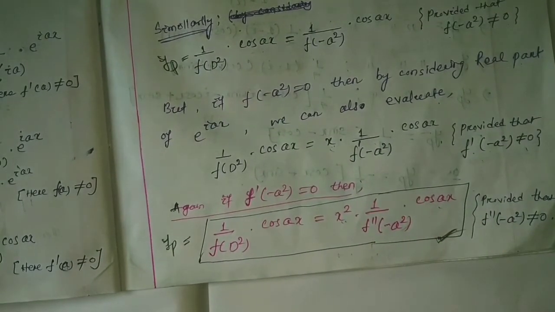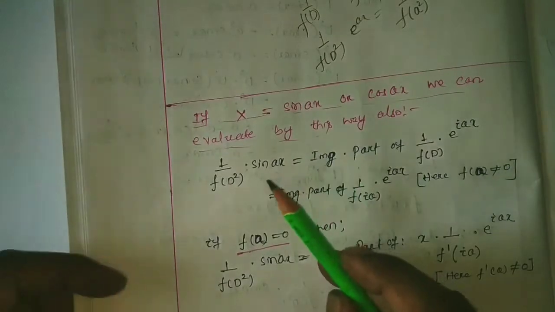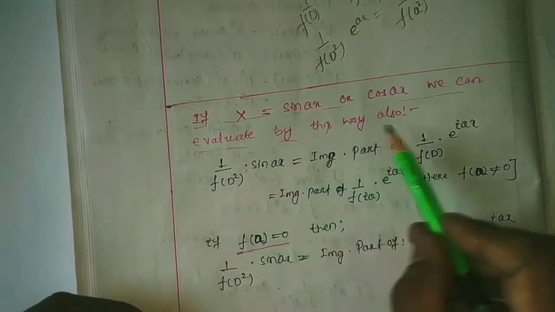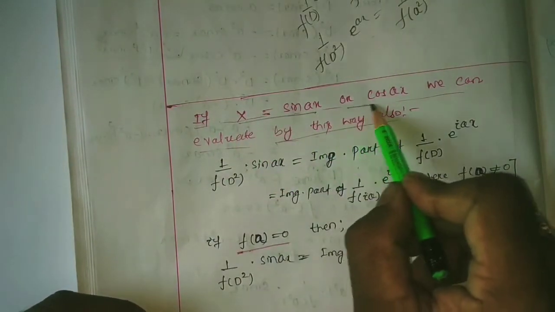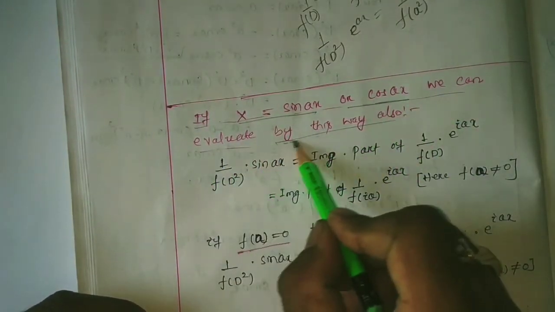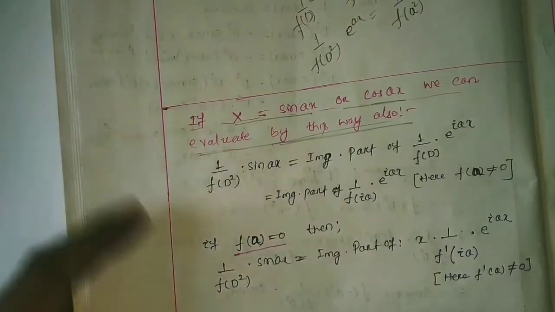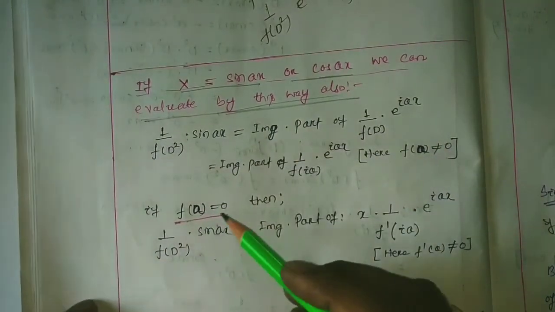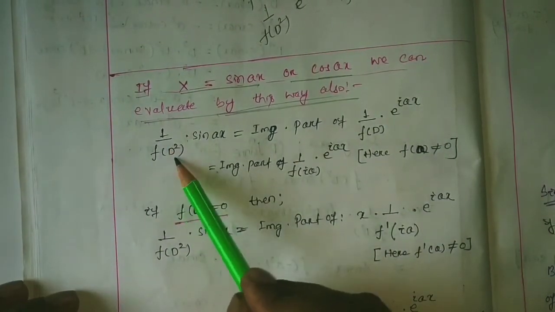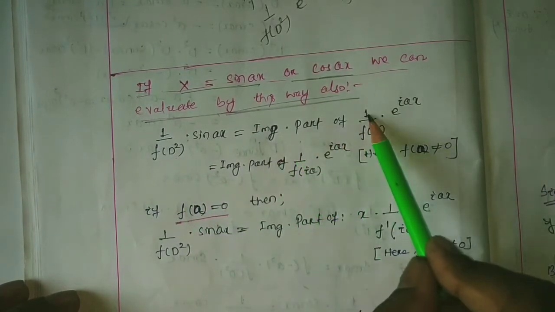Okay, now the same thing we can evaluate this way also. So if the right side is sin ax or cos ax, we can evaluate this way also. So what is that way? You just focus on this. Here you can see 1 by f of D square sin ax. That is nothing but the imaginary part of 1 by f of D into e to the power iax.